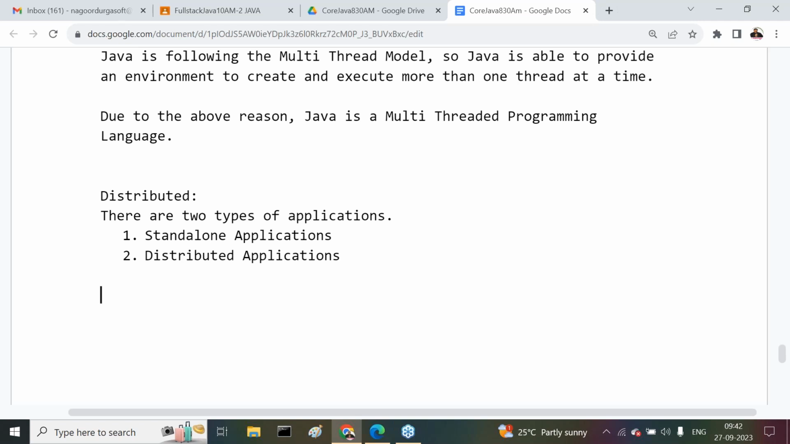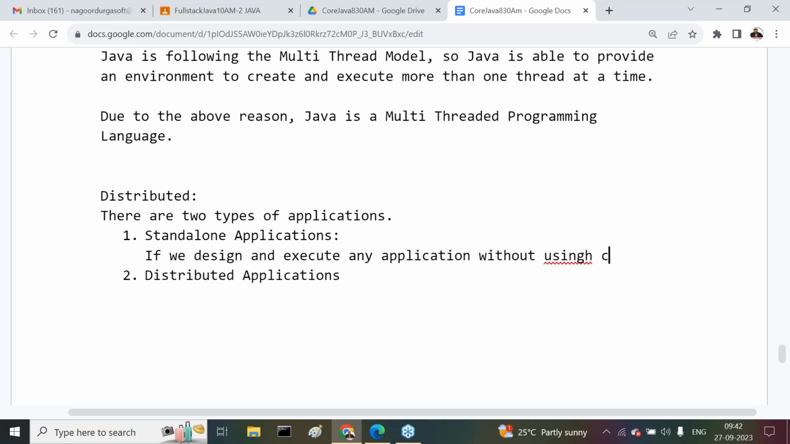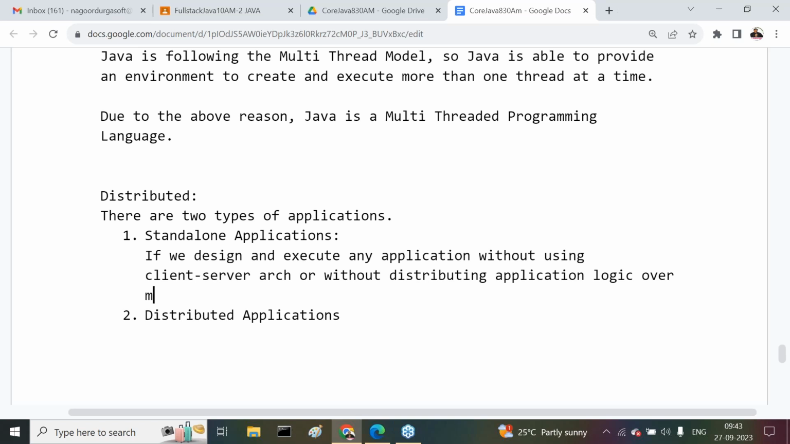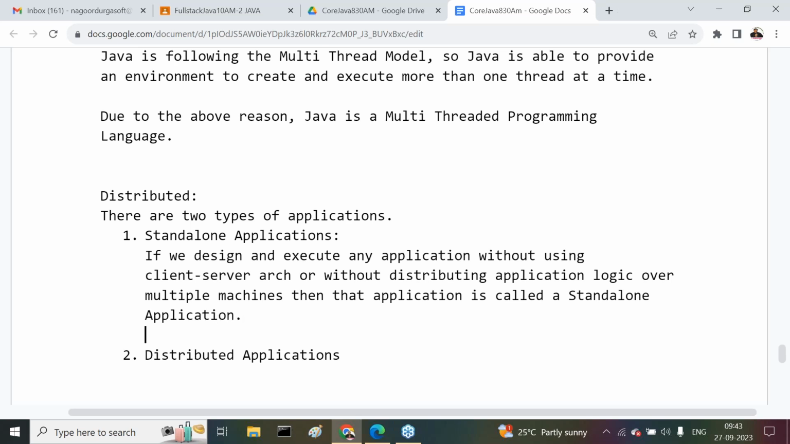We know already the standalone applications. If we design and execute any application without using client server architecture, or without distributing application logic over multiple machines, then that application is called a standalone application.